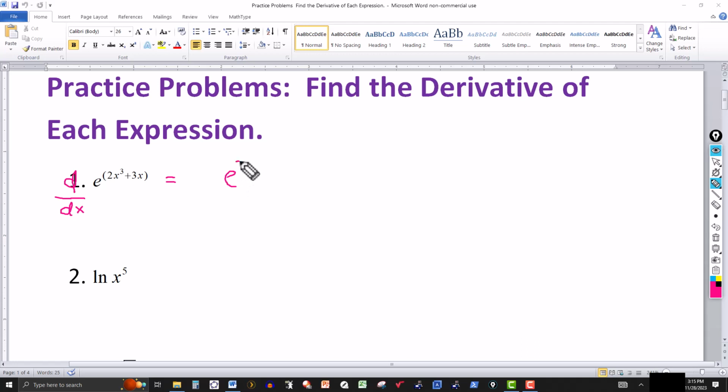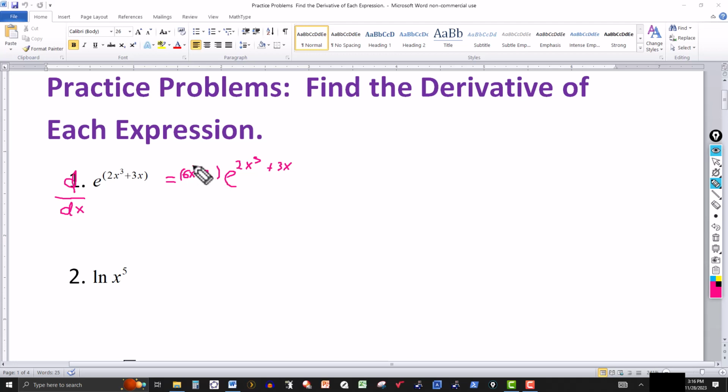It would be e to the 2x to the third plus 3x. And then here we have to apply the chain rule and compute the derivative of the exponent. I'll put it out in front here. Derivative of 2x to the third is 6x squared. The derivative of 3x is 3, so it's plus 3 here.